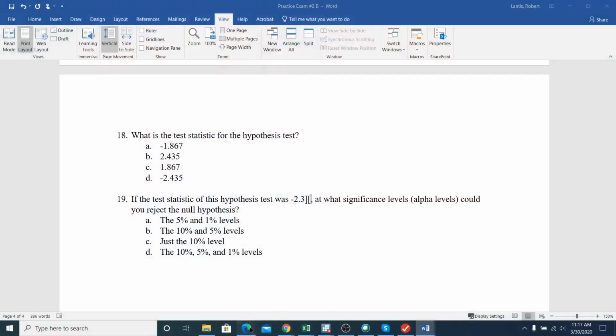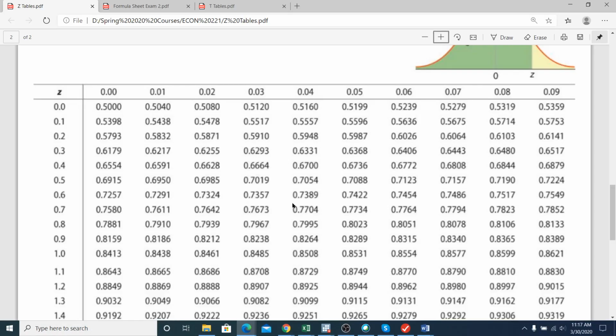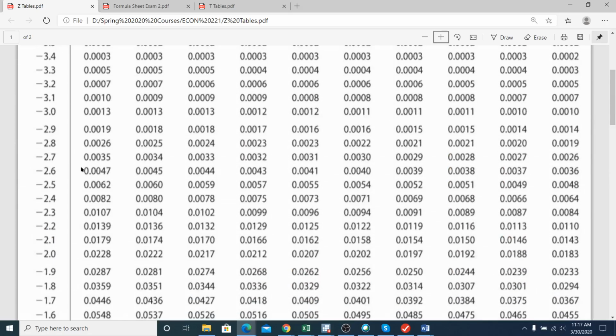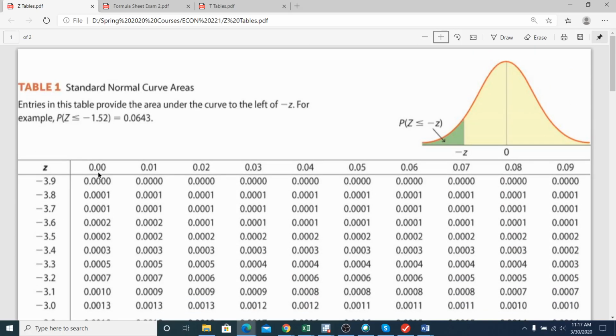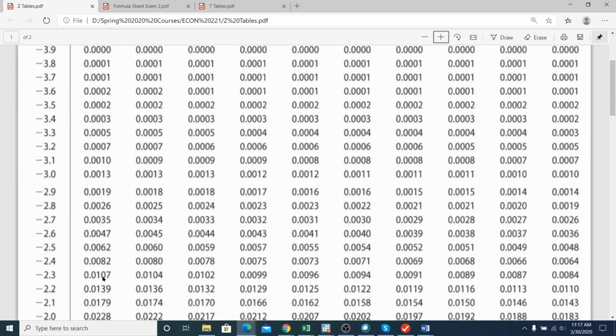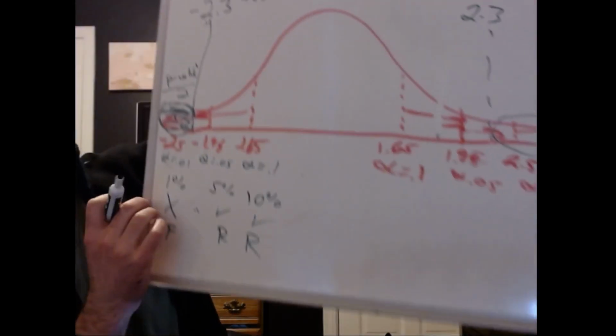So if we go to the standard normal distribution here, now I'm looking up the p-value. So now I know what my test statistic is. It was negative 2.3. So negative 2.3, and the second decimal there would be 0. So negative 2.30, 0.0107. So that was the area in this lower left tail, right?